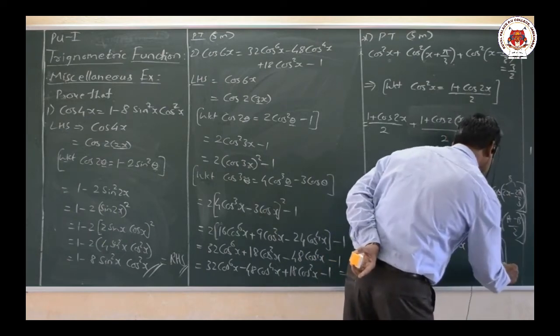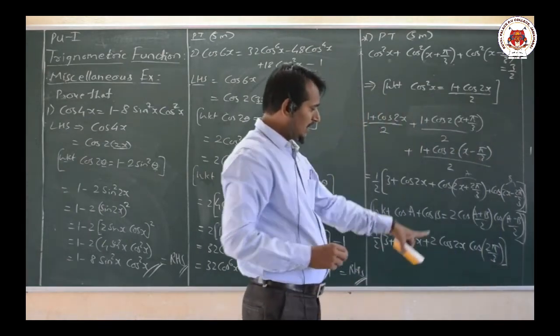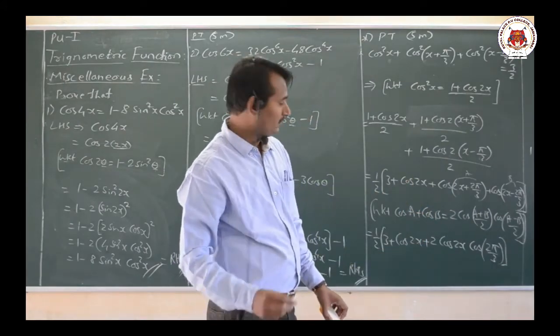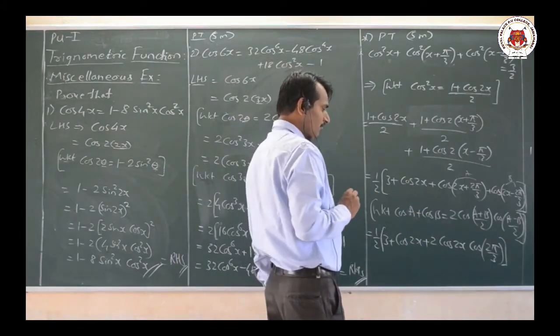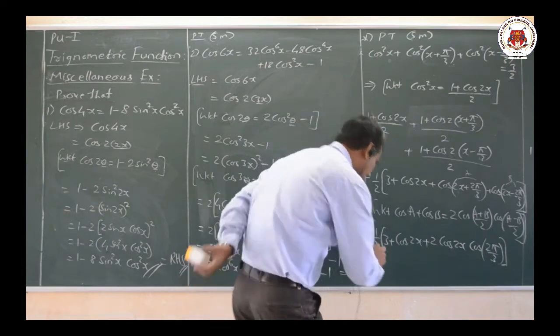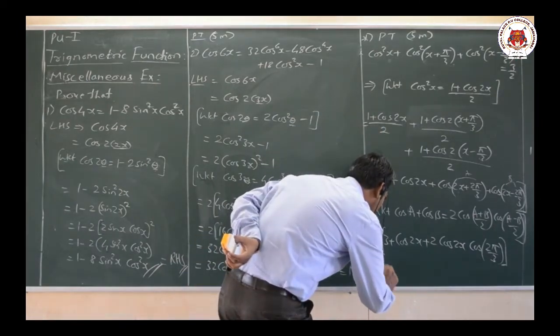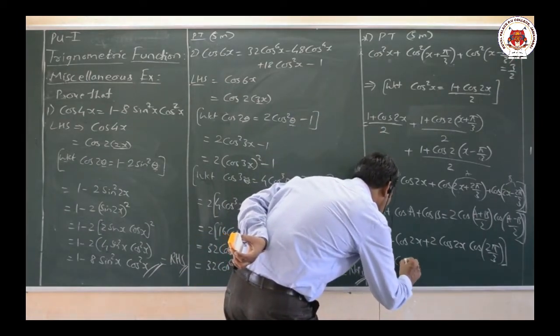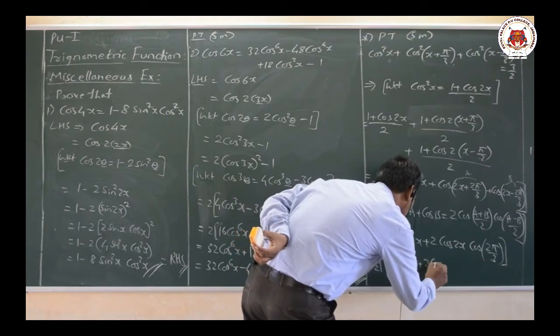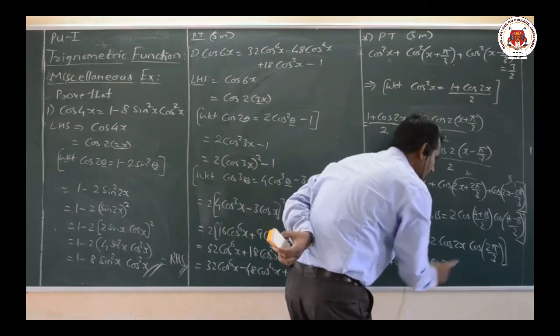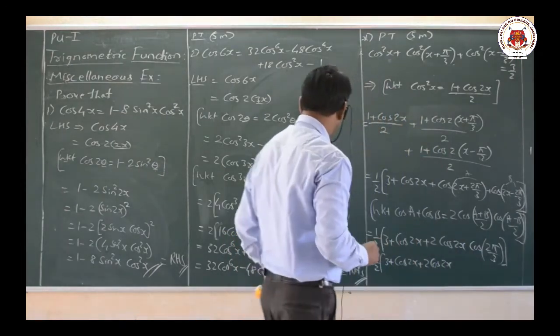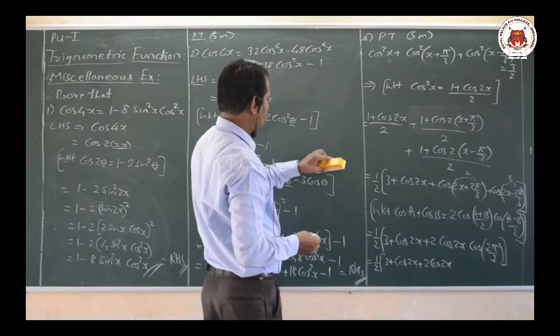Okay, dear students. Now here I require to find the value of cos 2 pi by 3. Very simple. How do we find that? Now here, this is equal to 1 by 2 into 3 plus cos 2x plus 2 cos 2x into cos of 2 pi by 3. Okay, I will just write it down here instead of writing there.